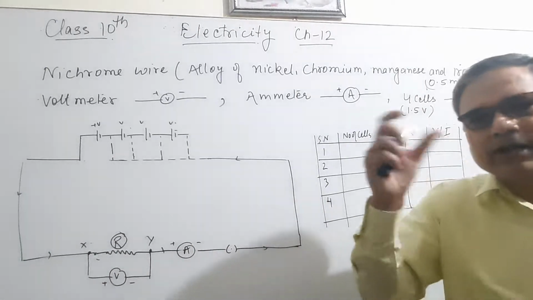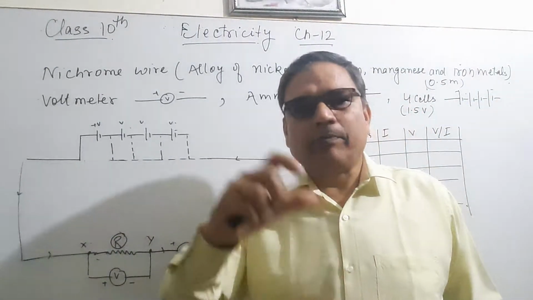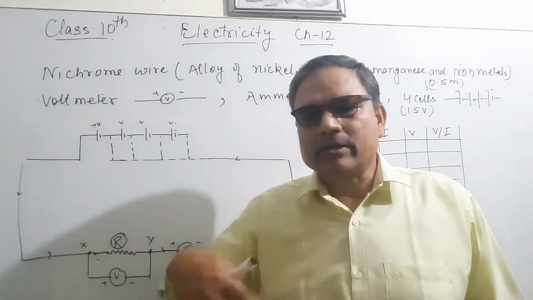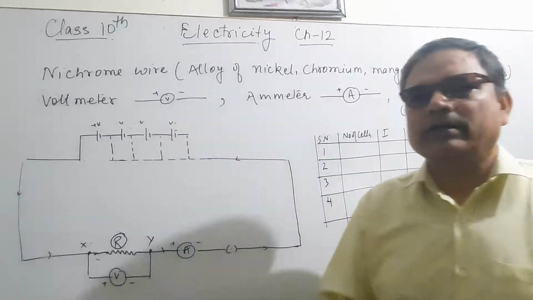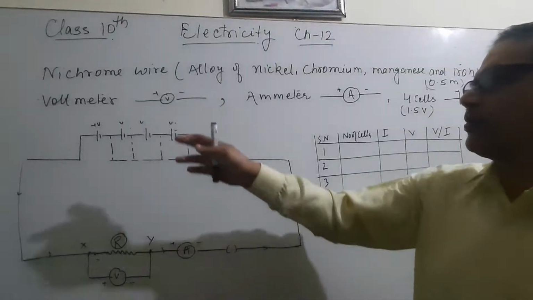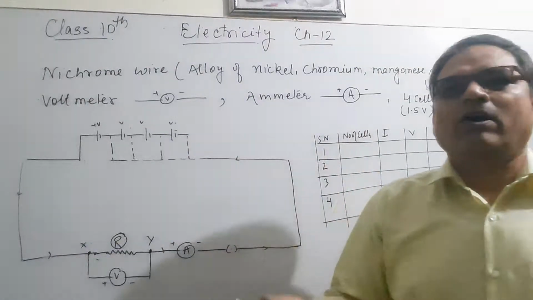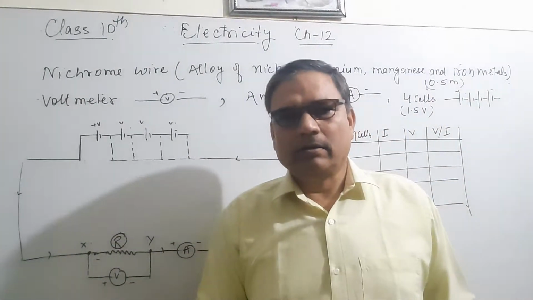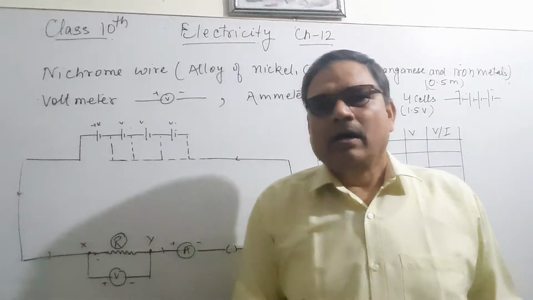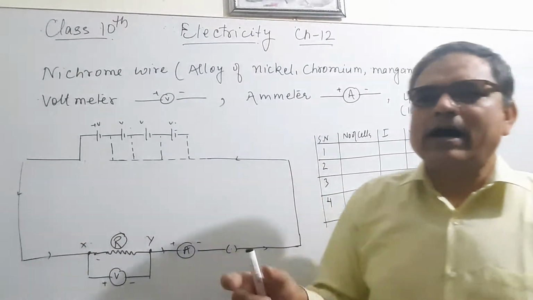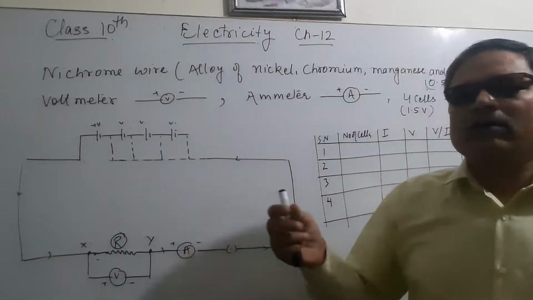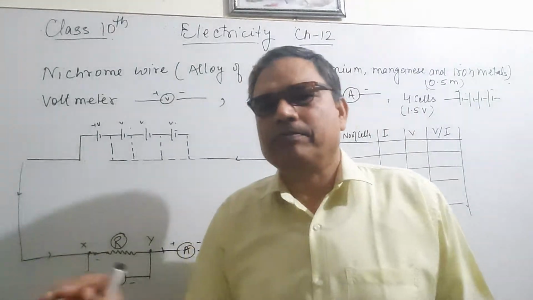For the development of the relationship between current and potential difference, he used some components and made a circuit. And what are the components he took for his experiment? He had to verify his law. These components are: first is nichrome wire, which is an alloy of nickel, chromium, manganese, and iron metal, and this nichrome wire is of length 0.5 meter. One can take 1 meter also, but generally 0.5 meter.